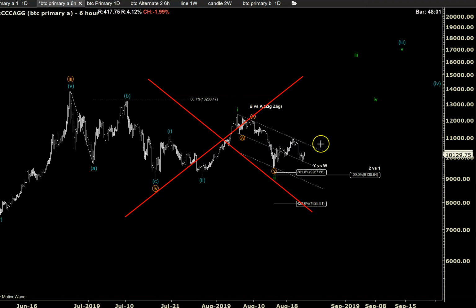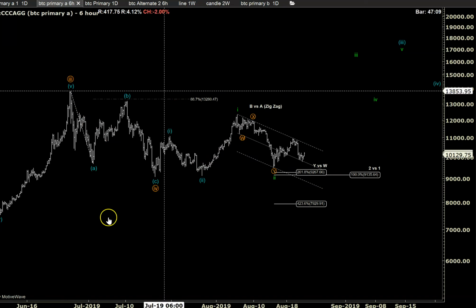Okay, so that's why we need to correct a little bit more, and then we can embark once we see a 5-wave move from the lows, 1, 2, 3, 4, and 5, and then we pull back, and then we start going up higher. Okay, so that's on this. I'm going to save this up.